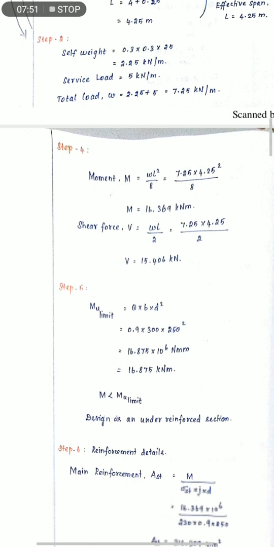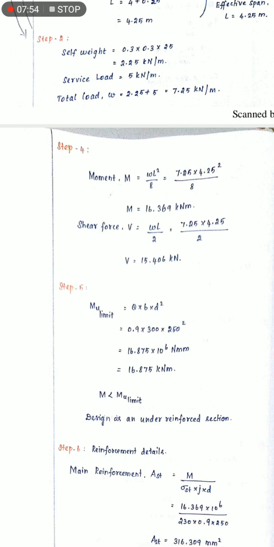The next step is Mu limit, the limiting moment of resistance, equal to Qbd square, which is 16.875 kilonewton meter. If we are going to design as singly reinforced beam, the condition is M should be less than Mu limit.